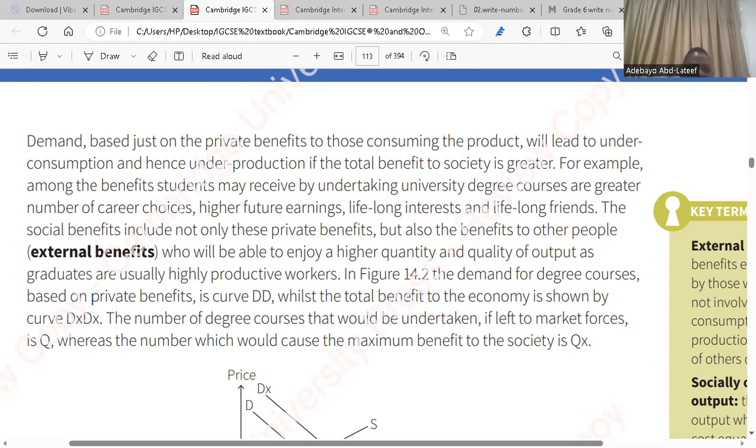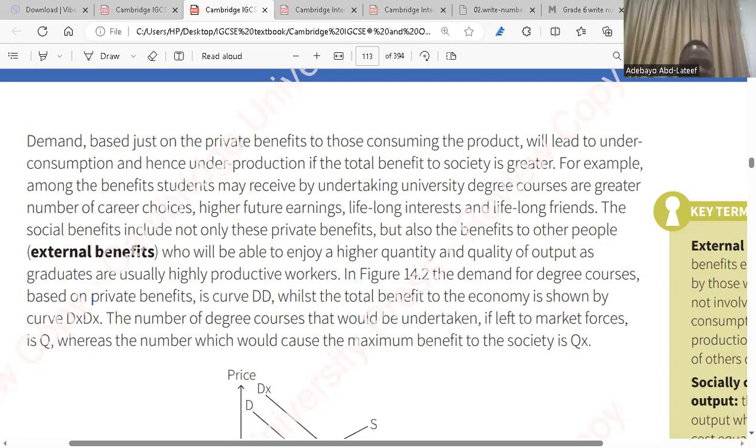They said, for example, among the benefits students may receive by undertaking a university degree are a greater number of career choices, higher future earnings, lifelong interest, and lifelong friends. The social benefits include not only these private benefits, but also the benefits to other people, which is external, who will be able to enjoy a higher quantity and quality of output, as graduates are usually highly productive workers.